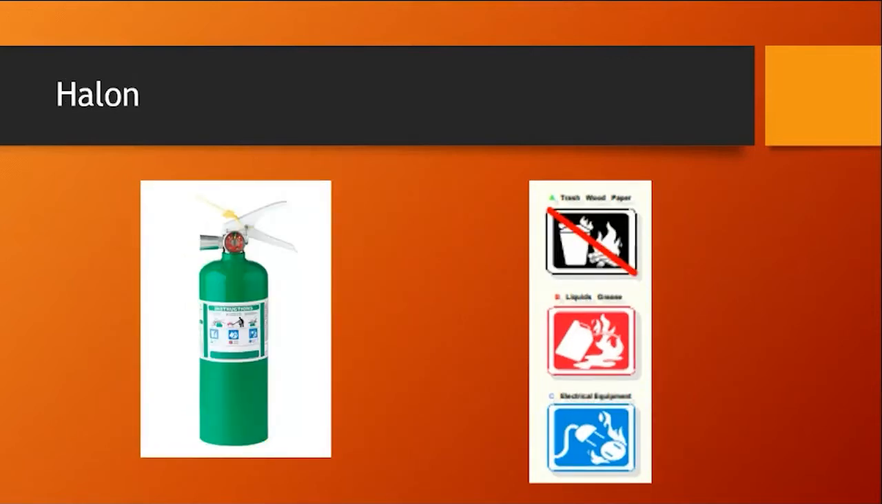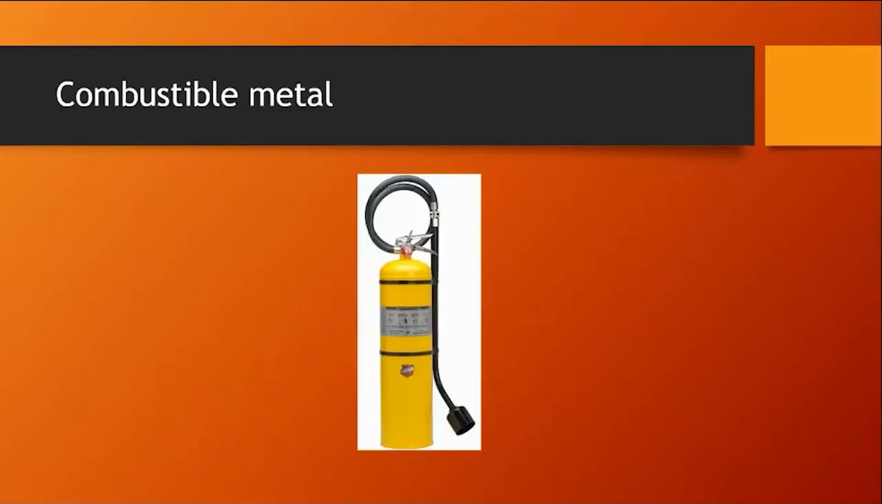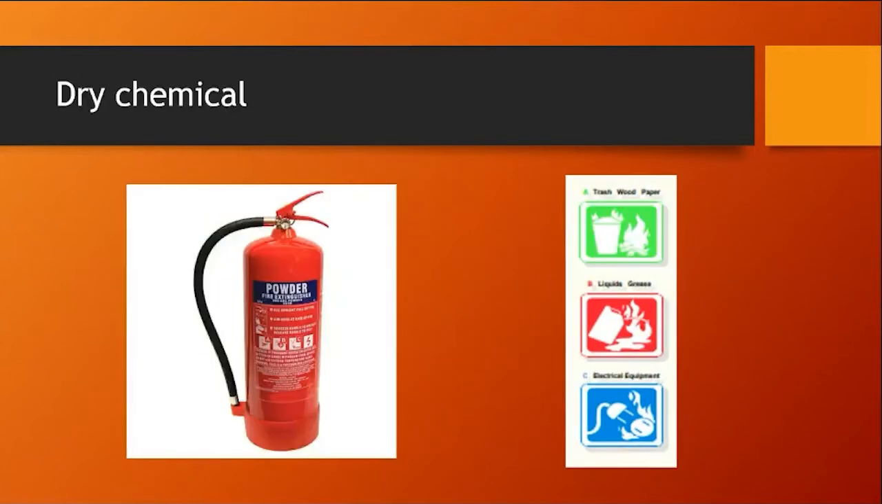Next is halon. This is also a chemical. It cannot be used for trash, wood, paper. It can be used for liquids, gases, and electrical equipment only. Then combustible metal, it is only for that. Does it also have color coding? For example, does it have color coding too?